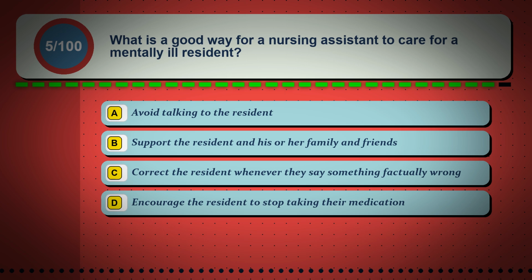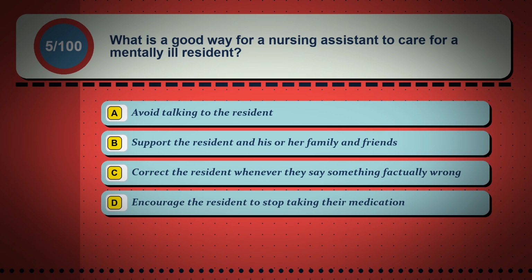Question 5. What is a good way for a nursing assistant to care for a mentally ill resident? Option A. Avoid talking to the resident. Option B. Support the resident and his or her family and friends. Option C. Correct the resident whenever they say something factually wrong. Option D. Encourage the resident to stop taking their medication.